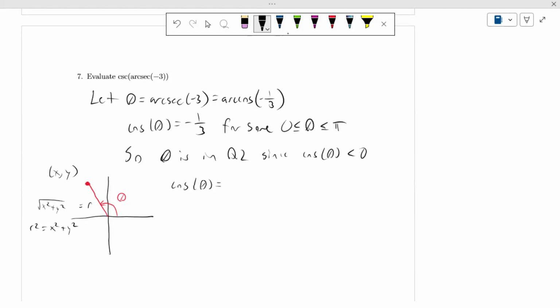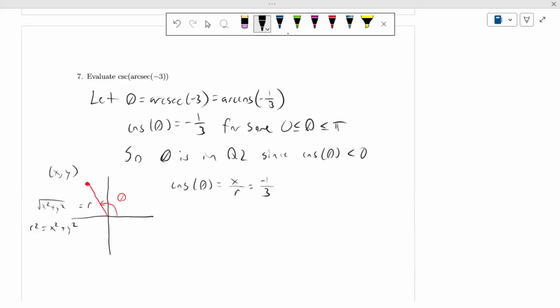Now that I have that, let's recall that cosine of theta for an angle in standard position is always the x coordinate over the distance to the origin, x over r. So we have that this is equal to -1 divided by 3, where I put the negative in the numerator. The easy reason is because r is always a positive number, so the negative should definitely not go in the denominator.